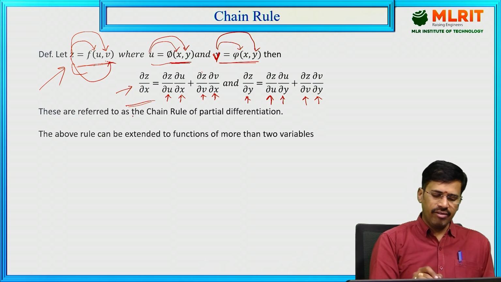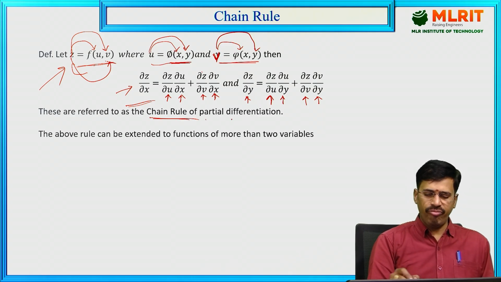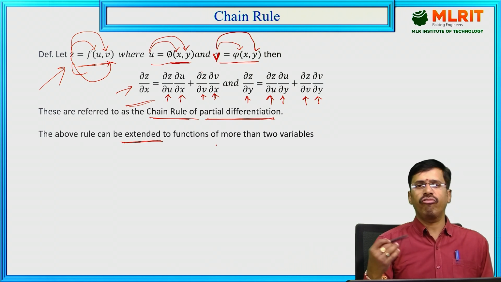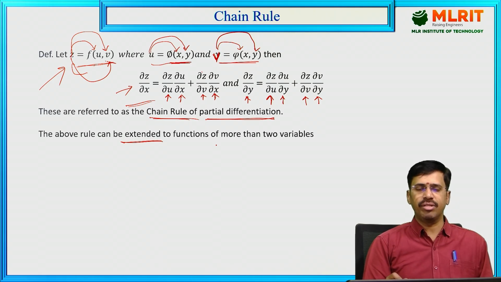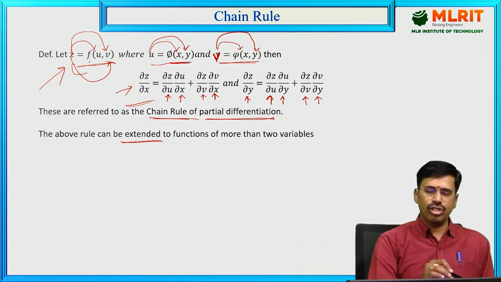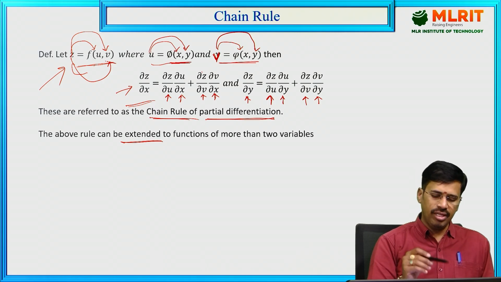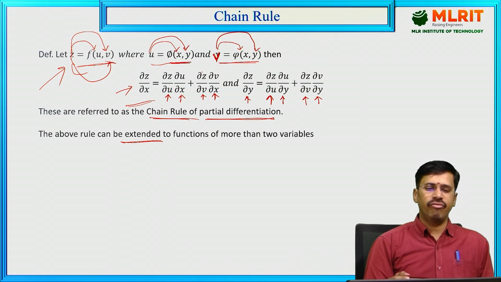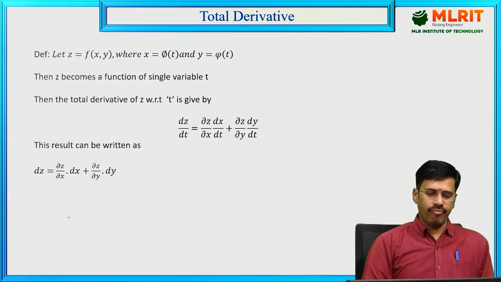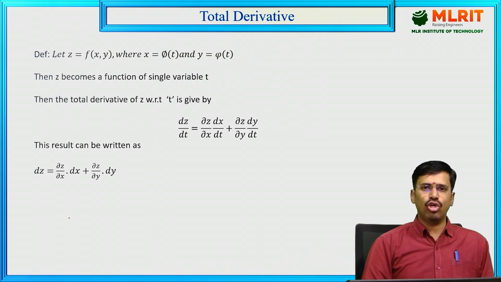So this is referred to as the chain rule of partial differentiation, and this above rule can be extended to functions having more than two variables. z is a function of two variables u and v here. Suppose there are three variables, say u, v, w, in that case accordingly we will be getting the partial derivatives, right? Next, let us see the definition of total derivative.